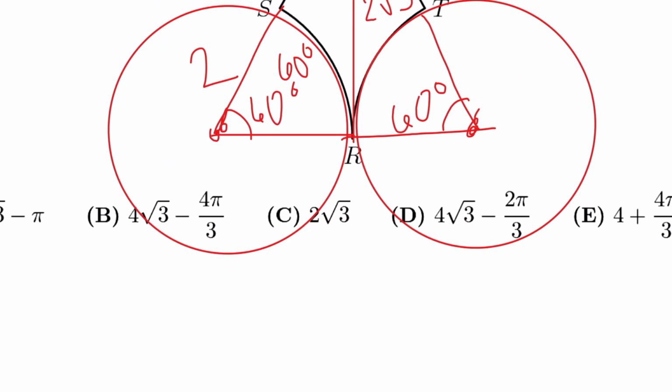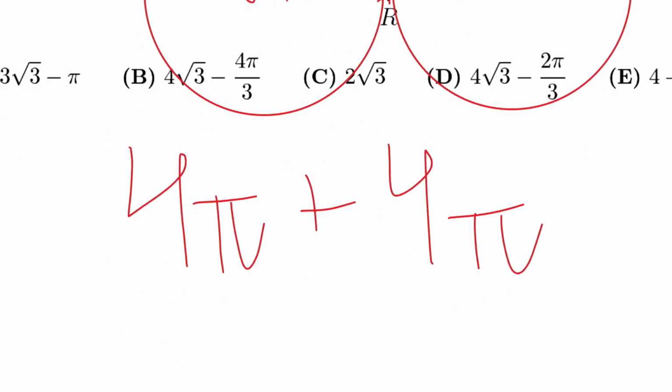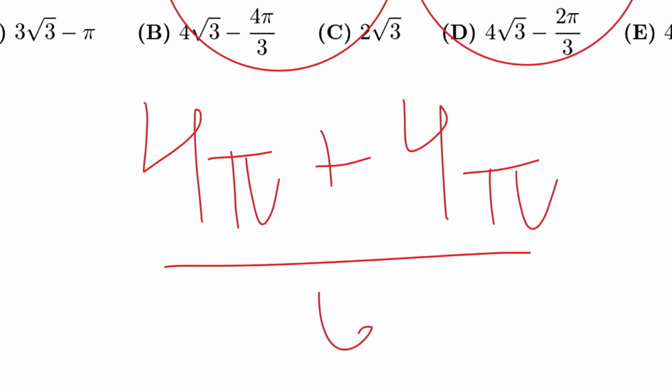So to do that, we have to find the area of these circles. Each one has radius 2. So each one has an area of 4 pi. Since these sections are 1/6 of the area, we divide by 6, and that'll give us 4 over 3 pi.